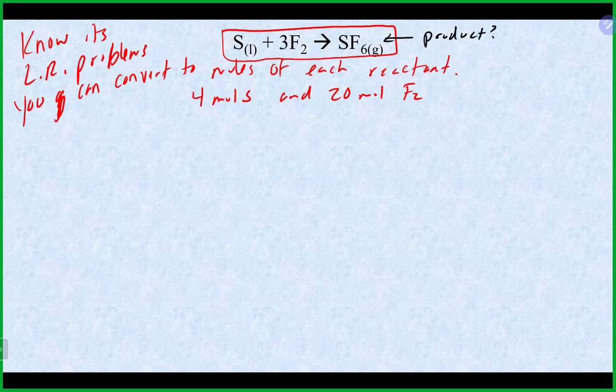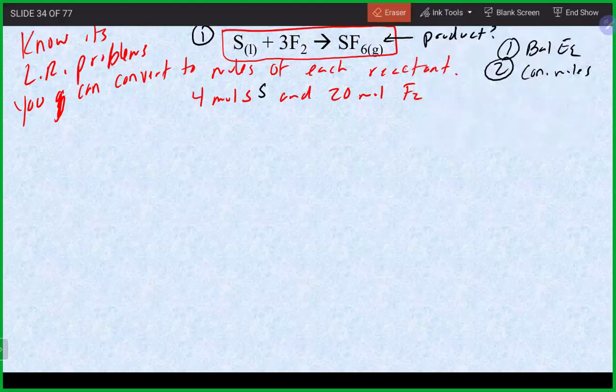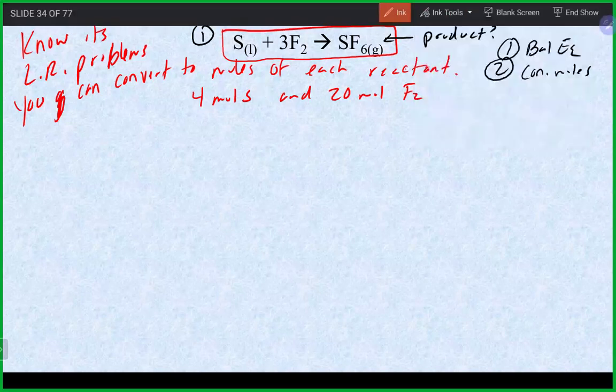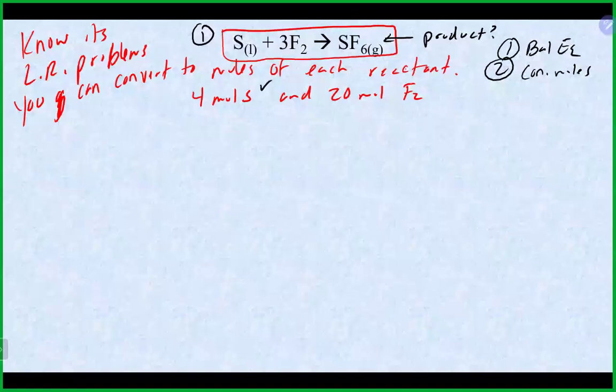All right, so first off, we're still going to follow our basic steps, which is we're going to get a balanced equation, which we have obviously here. We want to convert to moles, which we actually don't need to do because I already have them in moles here. That's actually moles of sulfur. There we go. So we already are in moles of each of these, so that is actually done for us as well.